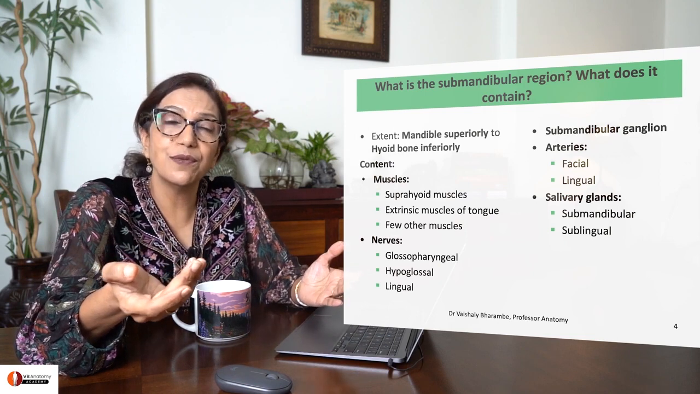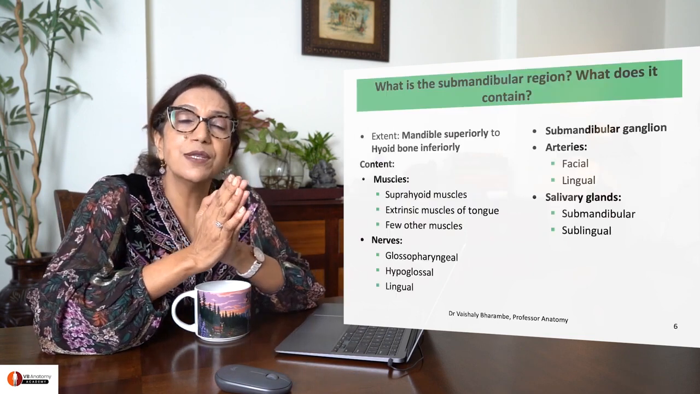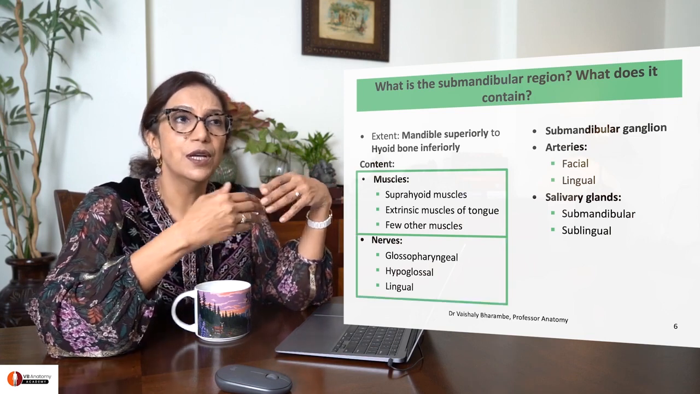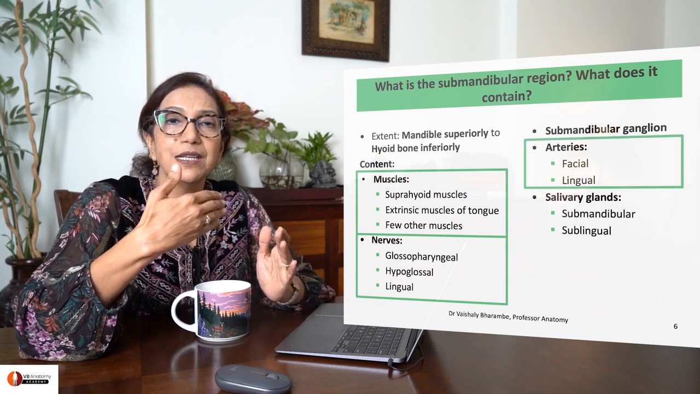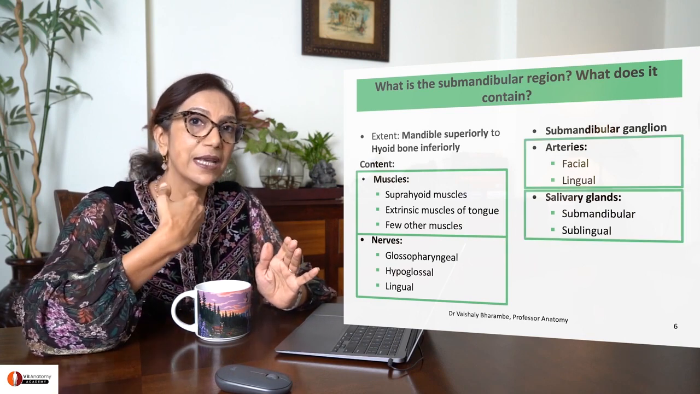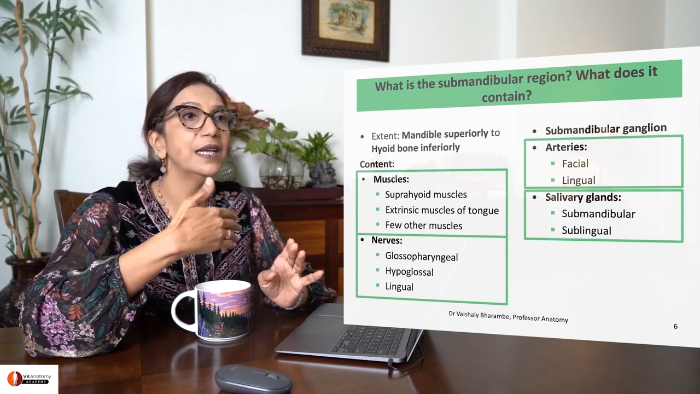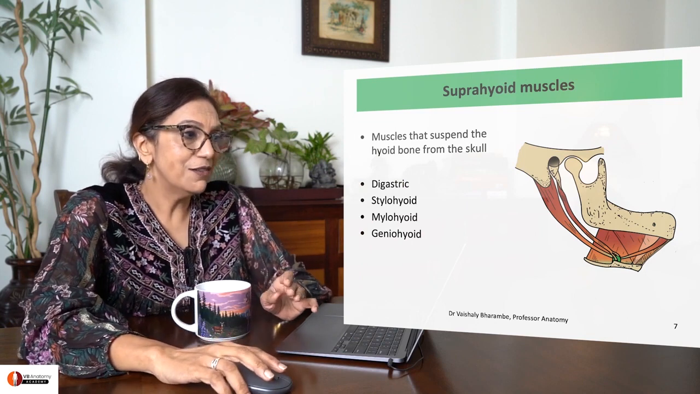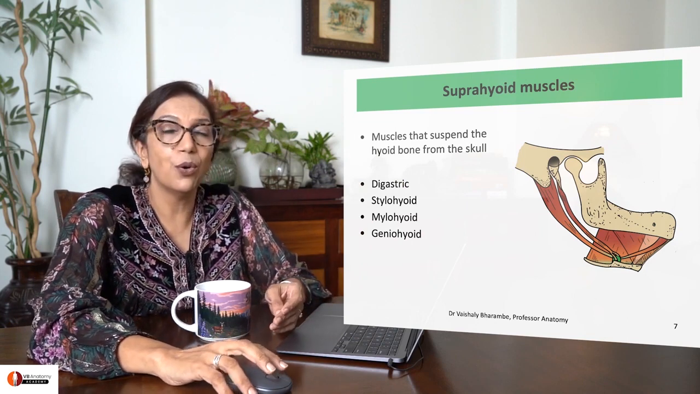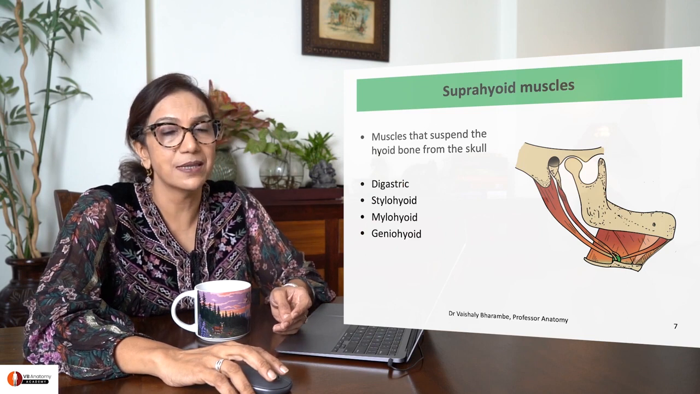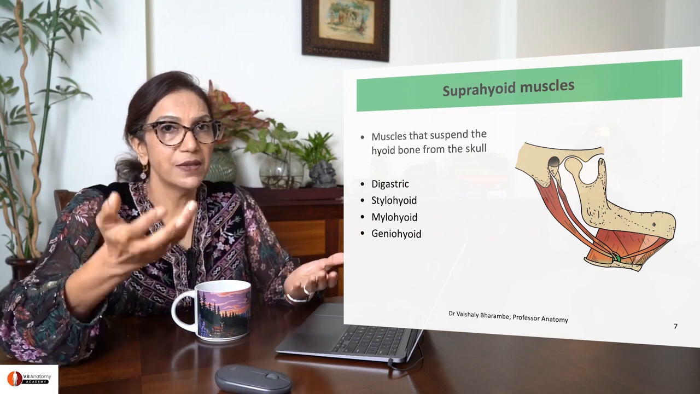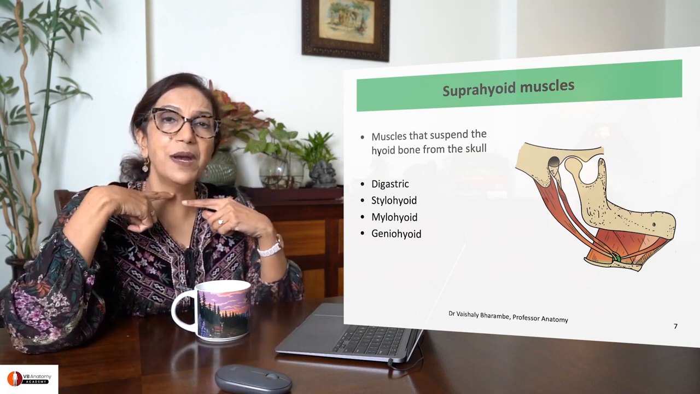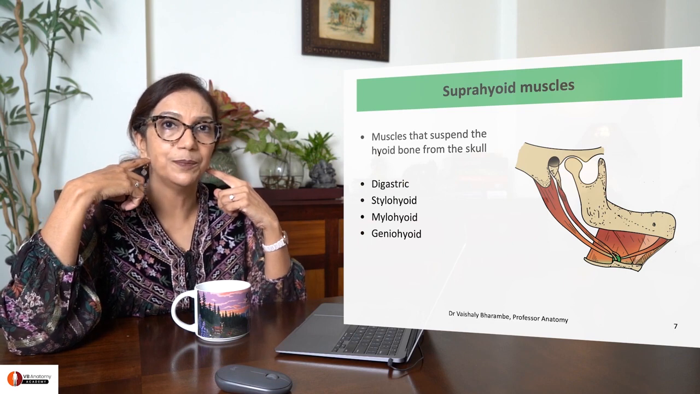So what muscles do we get? Students, just pause for a minute and understand that as you enter into the submandibular region, you find that the muscles are organized in form of layers. There'll be one layer, and then deep to that another layer, and then deep to that another layer. I'll show you how to understand this. The first lot of muscles you will see are all called suprahyoid muscles. Suprahyoid, above the hyoid. That means these are muscles that suspend your hyoid bone from your skull.